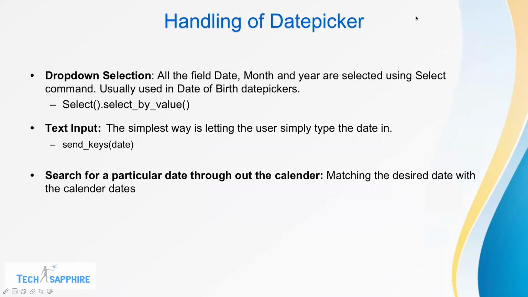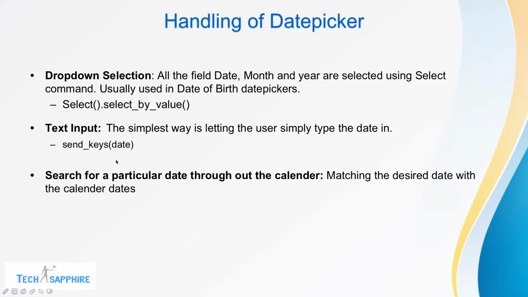The handling of date picker depends on the type of the date picker we are using. The first one is a drop down selection. This is the approach in which we have a date picker in the form of drop down. We generally see this type of date picker in the registration forms where we have to enter the date of birth. In this, we have three drop downs for the date, month, and the year. When we click on that element, that drop down appears and we can select our appropriate date from there. That date picker can be automated with the help of the select command.